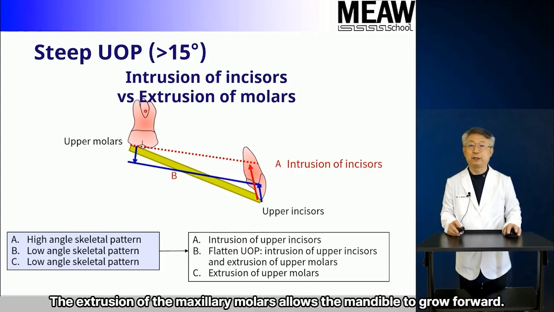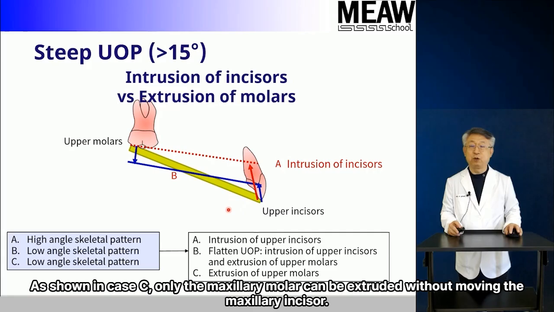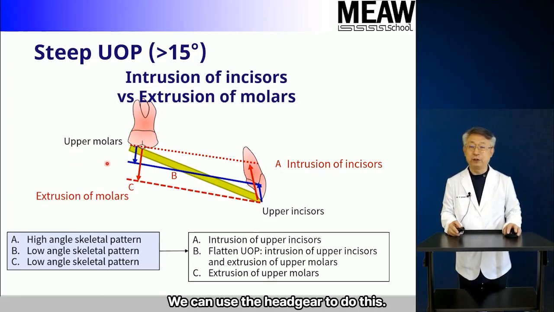The extrusion of the maxillary molars allows the mandible to grow forward. We may get desirable results for cases of class 2 malocclusion and deep bite. As shown in case C, only the maxillary molar can be extruded without moving the maxillary incisor. We can use the headgear to do this.